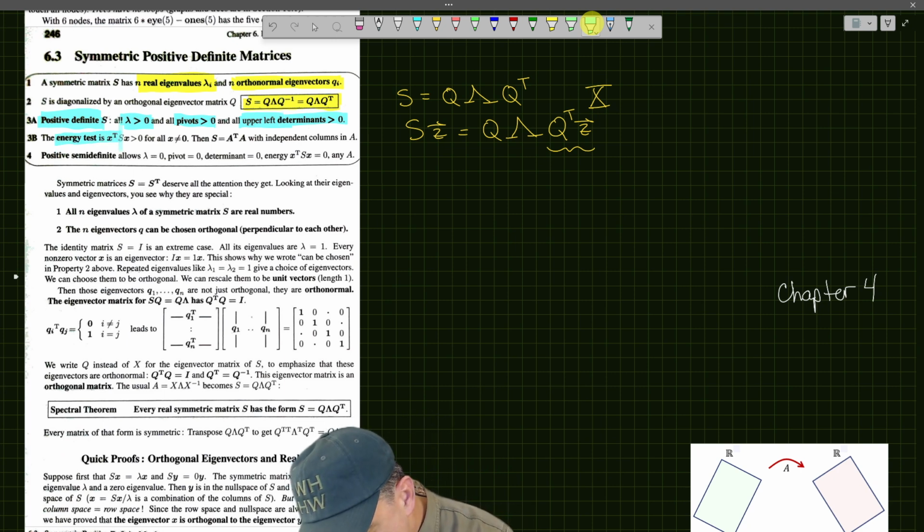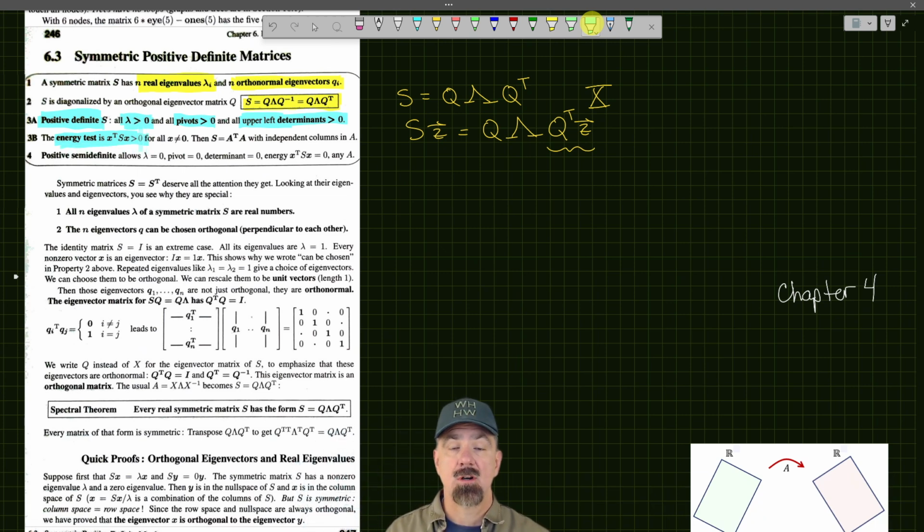The energy test is one of the more important tests, and this is the situation where we're going to test to make sure that the energy is greater than 0. That's going to give us a positive definite matrix as well.